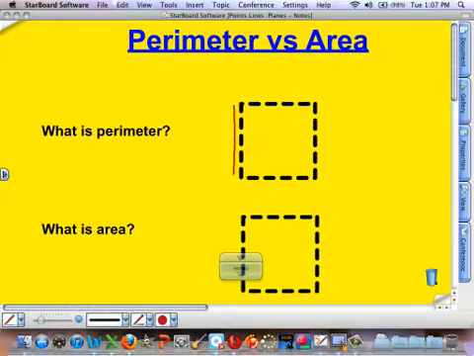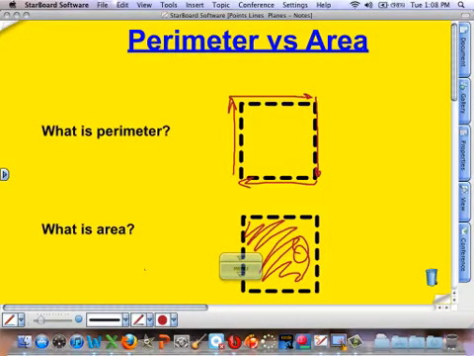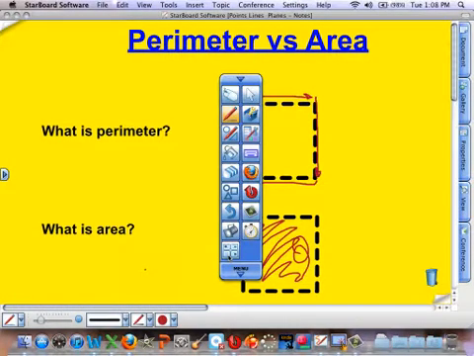So it's taking this side, adding it to that side, adding it to this side, and adding it to that side, okay? It's like literally walking the perimeter of something. It's the distance around it. The area is the shaded region, okay? It's the area within the object. Okay, so that's going to be your area. Okay, that's area. The space inside the object, that's the area.